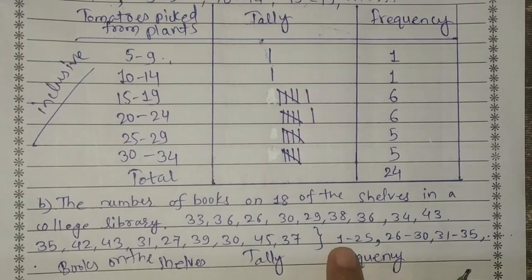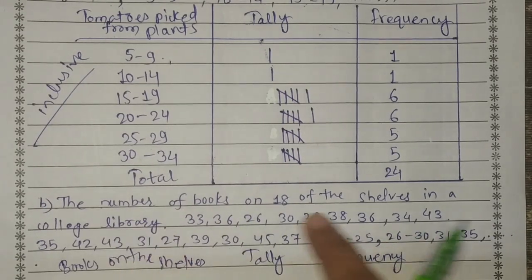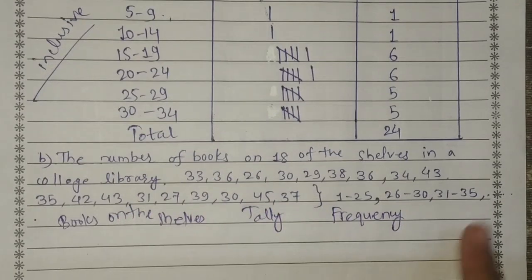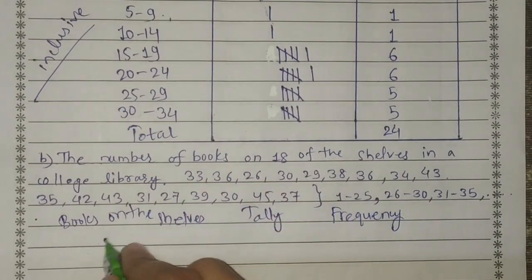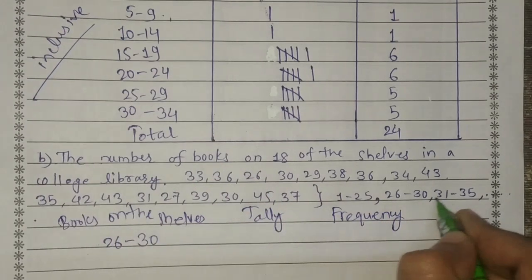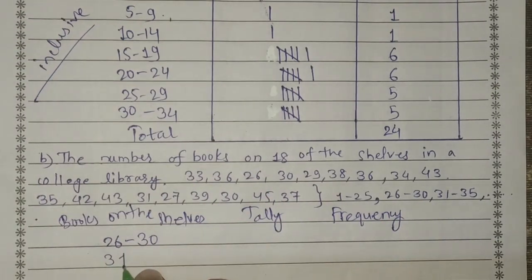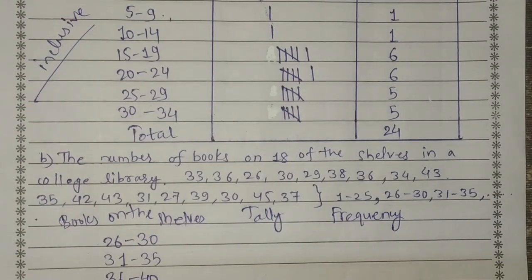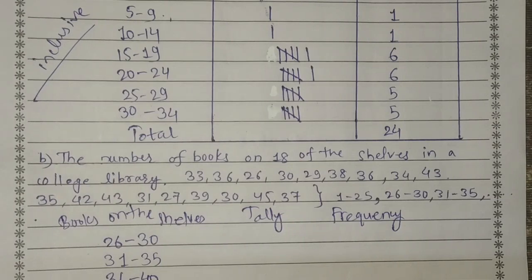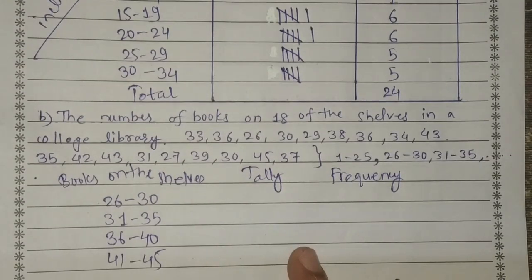So the first is given 1 to 25, but if you see, from 1 to 25 the given set is not there, so I can start from 26 to 30 because our lowest is 26 to 30. Then it is 31 to 35, meaning again it is inclusive. Here lower limit and upper limit both are going to be considered. Then we'll take 36 to 40 and the highest is 45, so we'll need to go 41 to 45. So like this we have to do.